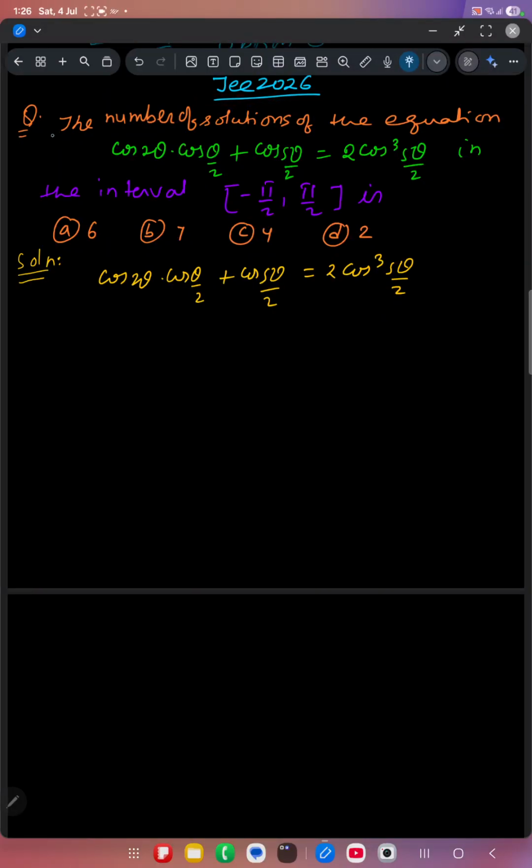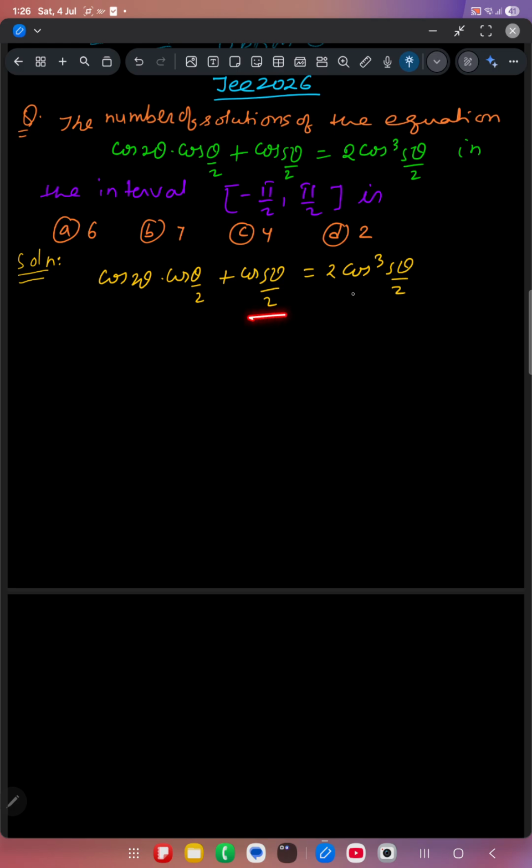2026 question. The number of solutions of the equation cos 2θ cos θ/2 + cos 5θ/2 = 2 cos³ 5θ/2 in the closed interval [-5π/2, 5π/2] will be 6, 7, 4 or 2. What is the correct answer? You have to find. I have rewritten the given expression: cos 2θ cos θ/2 + cos 5θ/2 = 2 cos³ 5θ/2.